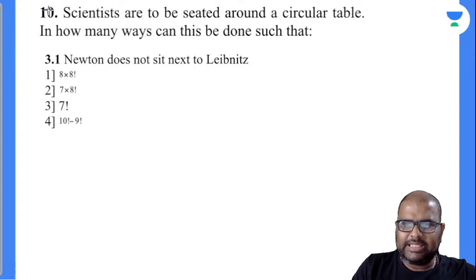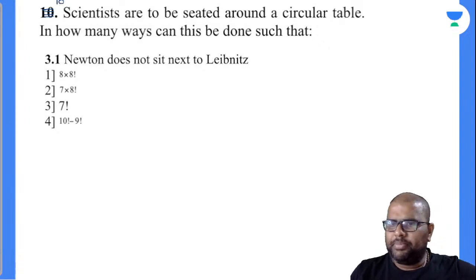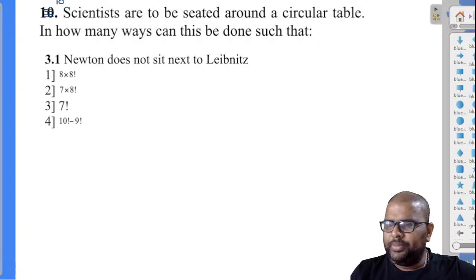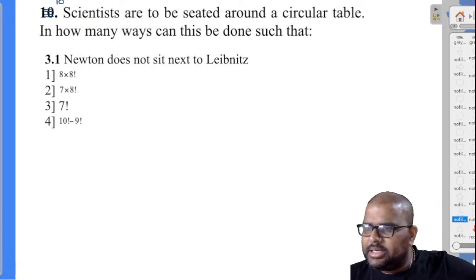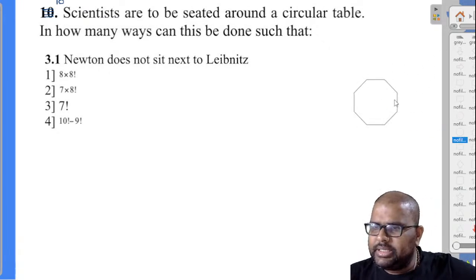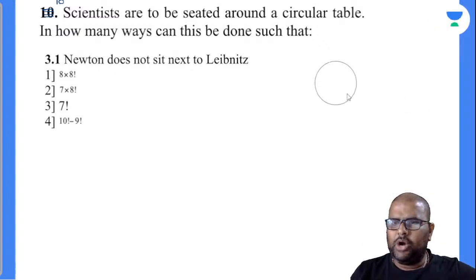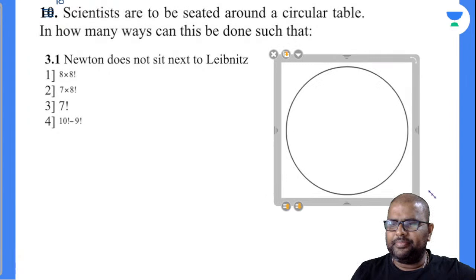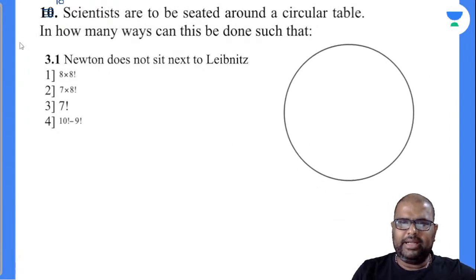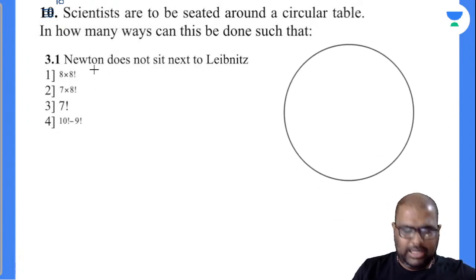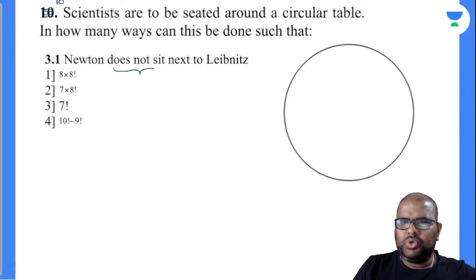There are 10 scientists. Not the 10th question, there are 10 scientists. I'll write down like this: 10 scientists are to be seated around a circular table. In how many ways can this be done? What is the first question asked? Newton does not sit next to Leibniz is the question asked. So don't panic. We can solve this very, very easily.